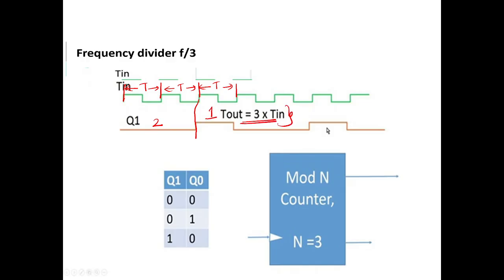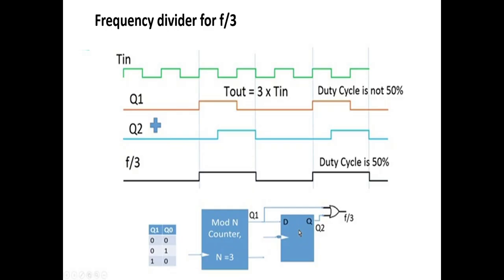But here, if I want a 50% duty cycle, it should be on for how many clock cycles? So 3 by 2. 3 by 2 means what? 1.5. So it should be on for 1.5 clock cycles, and it should be off for 1.5 clock cycles. For making this, what I am doing is using a negative edge trigger D flip flop.